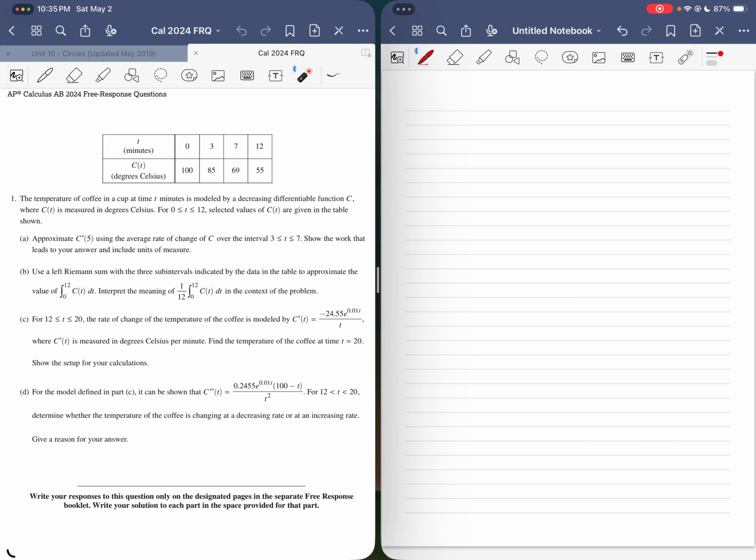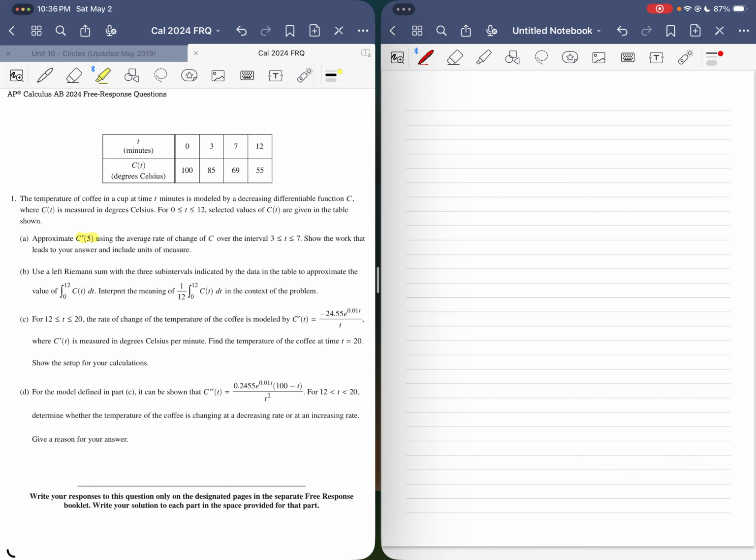Let's do this. The temperature of coffee in a cup at time t is modeled by this decreasing differentiable function C, where C of t is measured in degrees Celsius. Check that out from 0 to 12. Select values of C of t are given in the table shown. Approximate C prime of 5.